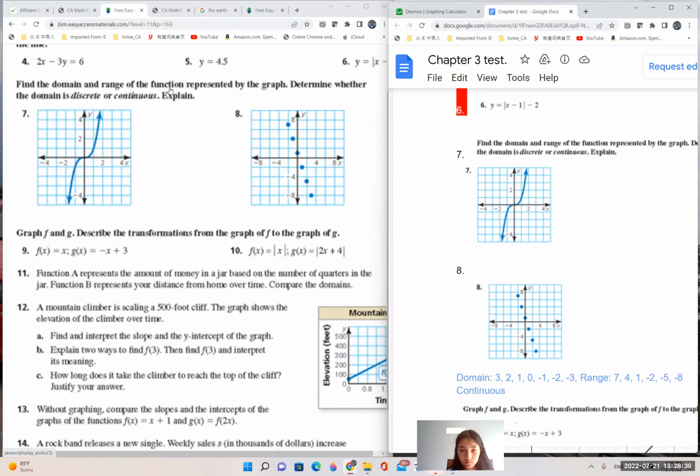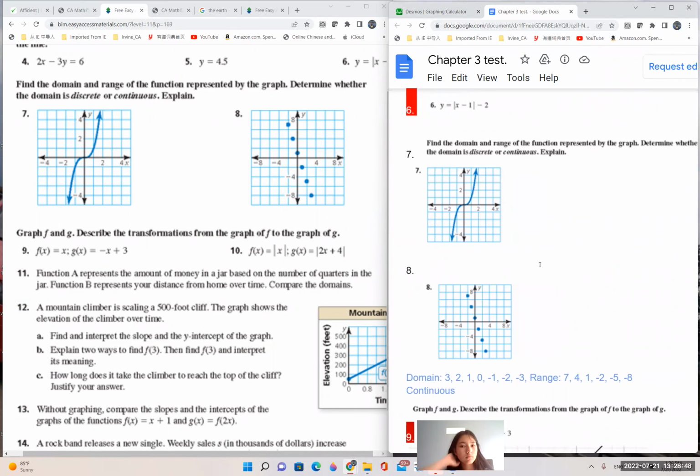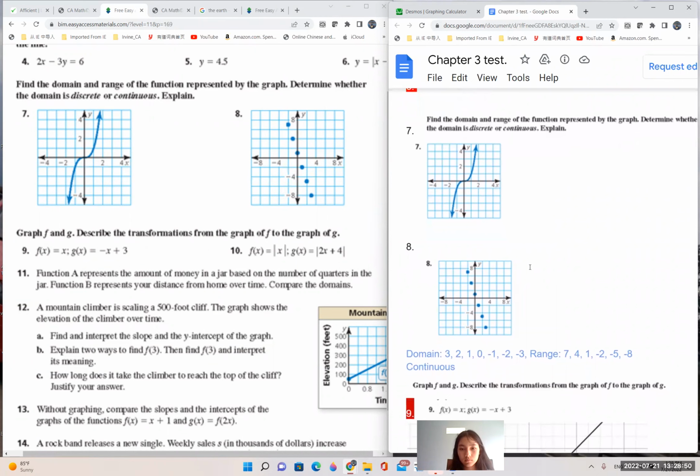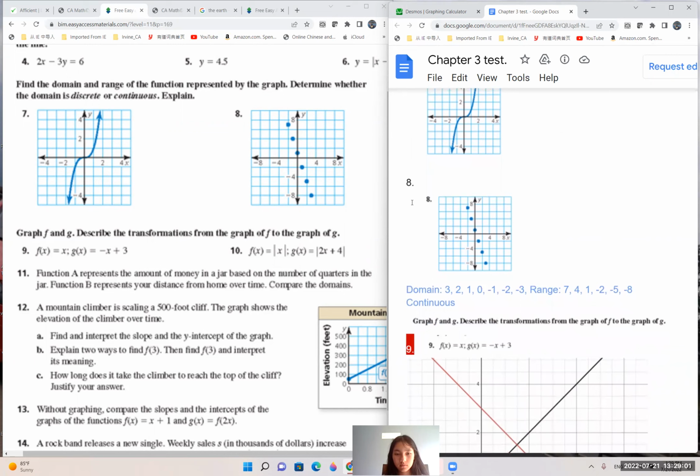Find the domain and the range of the function. Determine whether the domain is discrete or continuous. Okay, for problem 7, did you do anything? I needed help on that. Oh, but you didn't mark, right? Yeah. Okay, let's check problem 8 first.